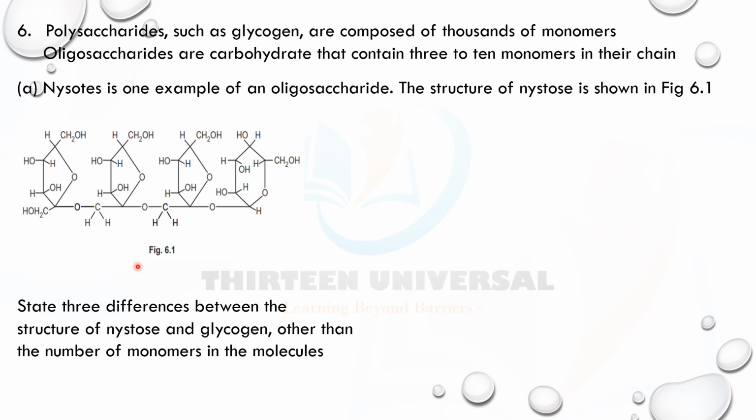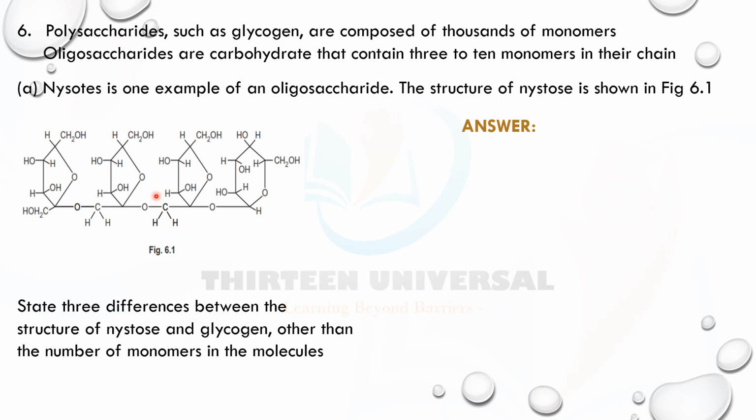The question says state 3 differences between the structure of nistose and glycogen, other than the number of monomers in the molecules. So they're asking us to state 3 differences between this and glycogen. Pause the video and try the answer. Don't forget that glycogen is branched. This is not branched, can you see? This is unbranched. That's one.